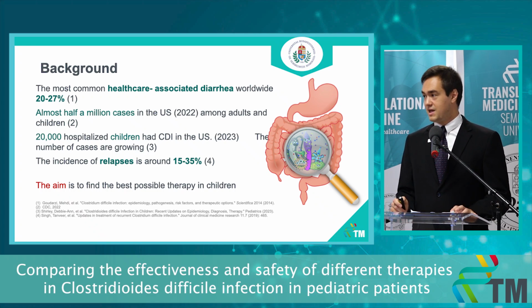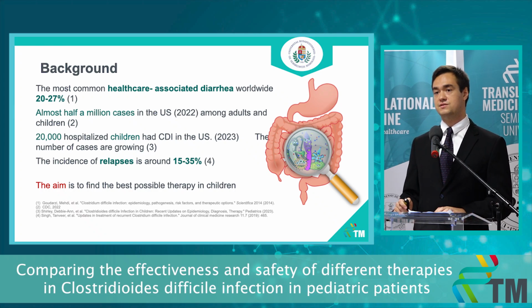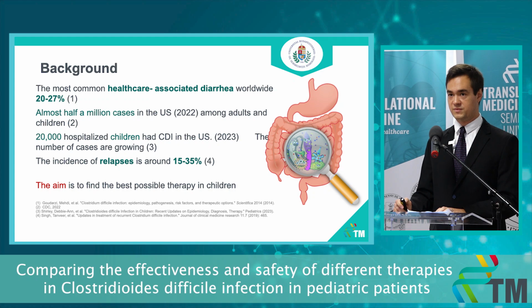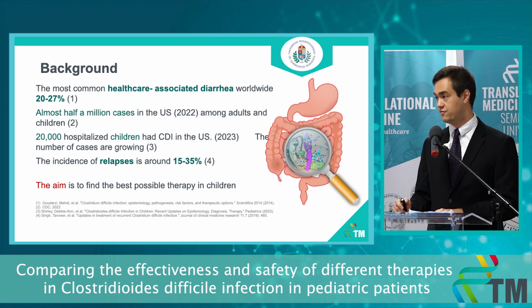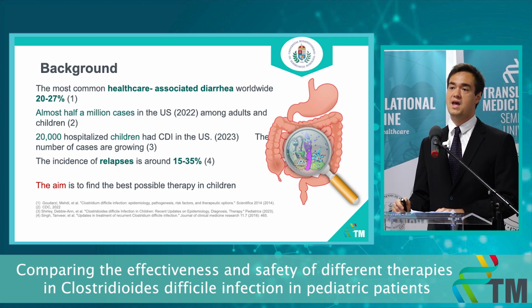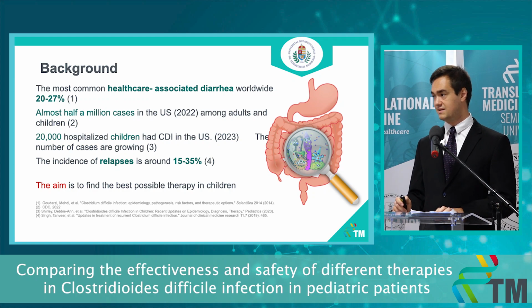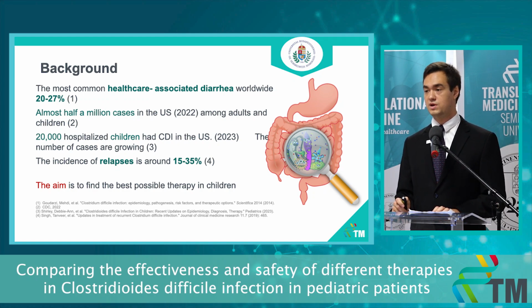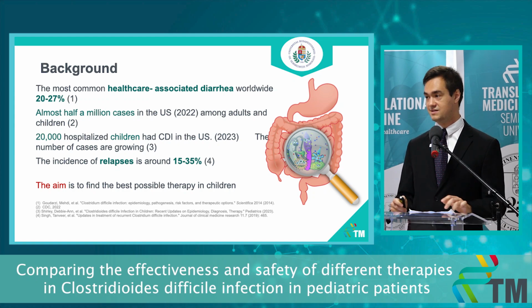More or less it's the same as in the adult population, but let me highlight a few things. In the last year, in 2023, according to the latest data, there were around 20,000 hospitalized children who had C. diff in the US, and the number of cases is growing every year. So this is why it is a hot topic nowadays. And the other thing which is really important, I think, is that this illness is really common for those children who spend a lot of time in hospital due to any other underlying diseases.